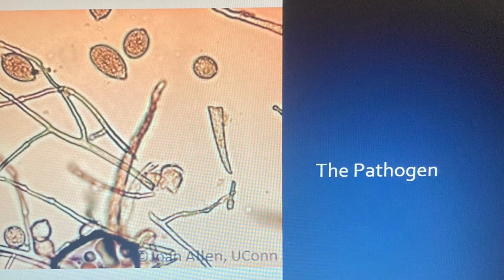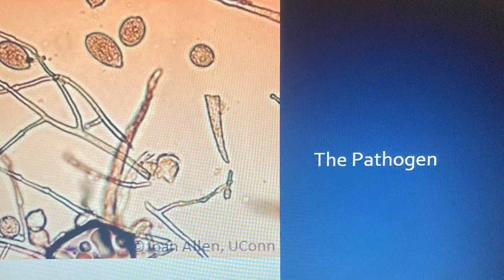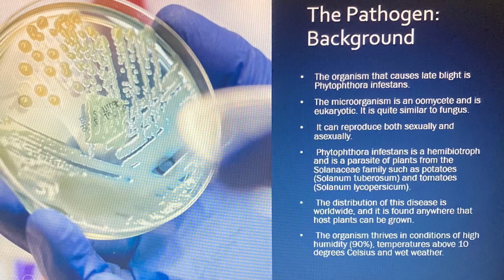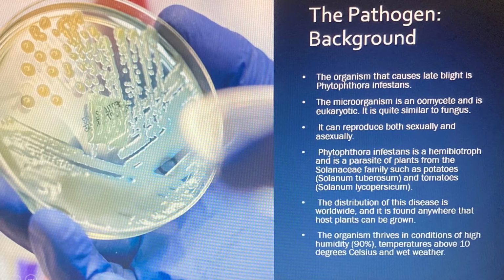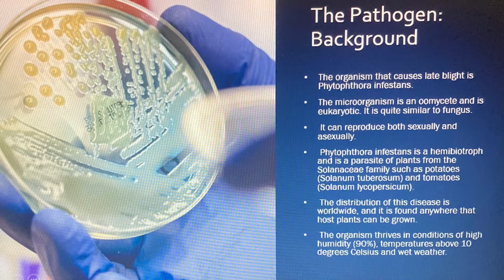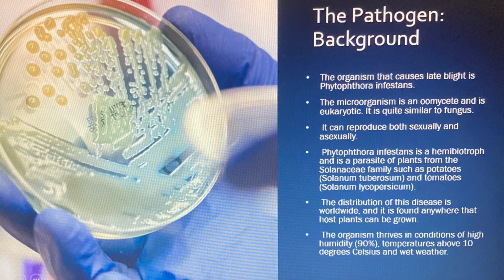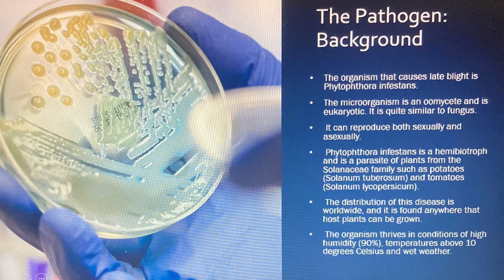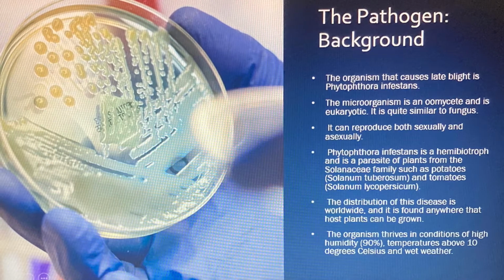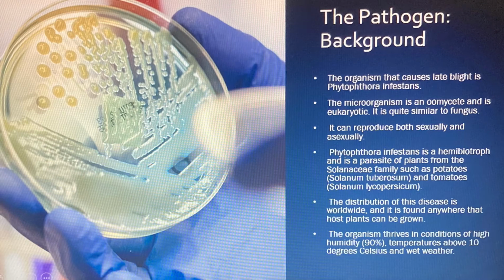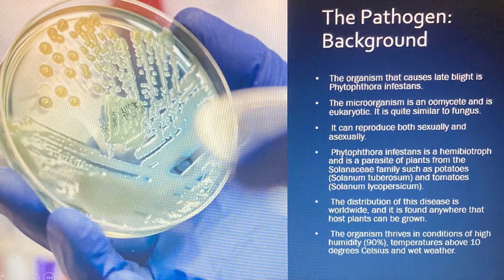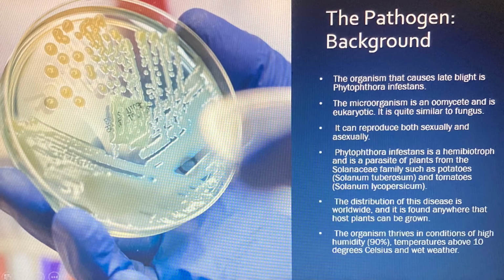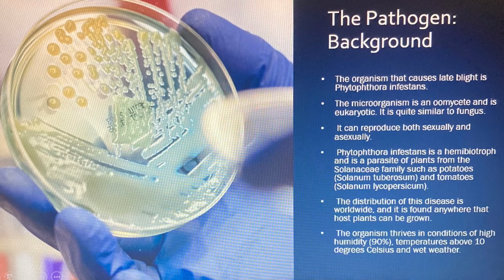Here you can see the pathogen under a microscope. So some background on the pathogen is it's caused by an organism called Phytophthora infestans, which is an oomycete. It's eukaryotic and very similar to fungus. It can reproduce both sexually and asexually. It's a hemibiotroph and feeds off family members from the Solanaceae family, which is like potatoes and tomatoes.